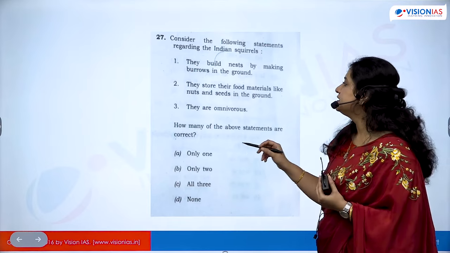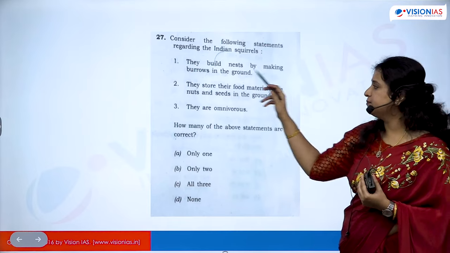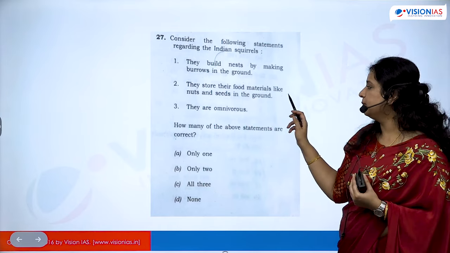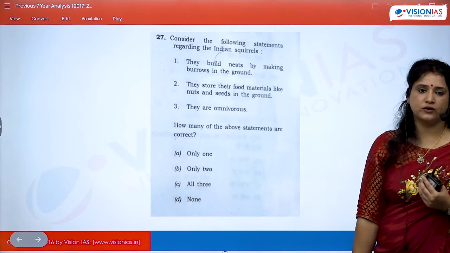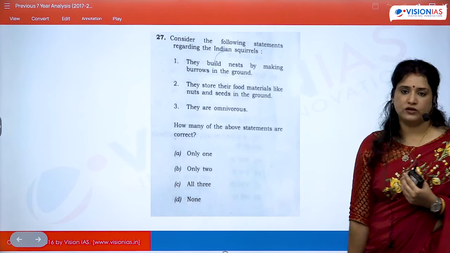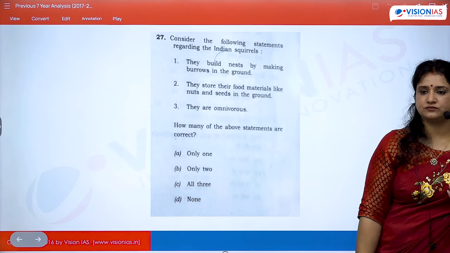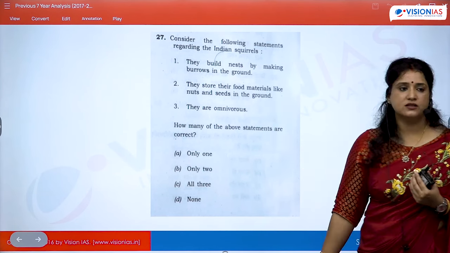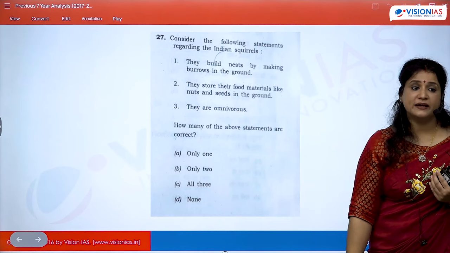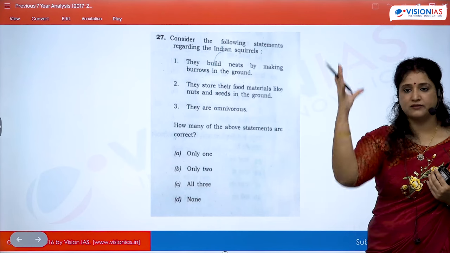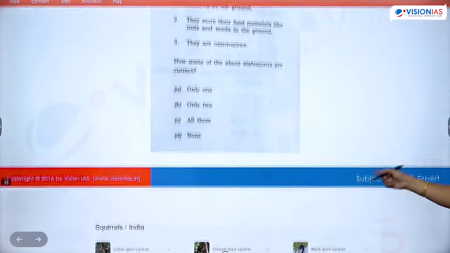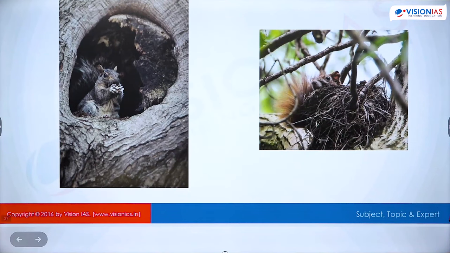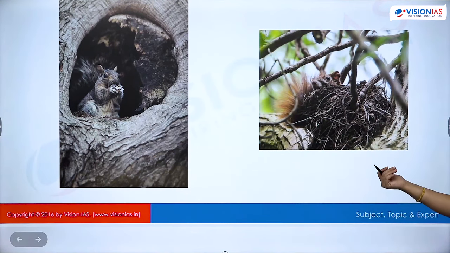Okay, now, see this. They build nests by making burrows in the ground. They store their food materials like nuts and seeds in the ground. They are omnivorous. What is the answer? All three? They build nests by making burrows in the ground. किसी ने कभी गिलहरी का nest tree पे नहीं देखा ऊपर? ये है गिलहरी का nest. This is what it looks like.